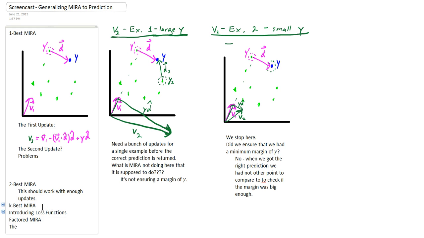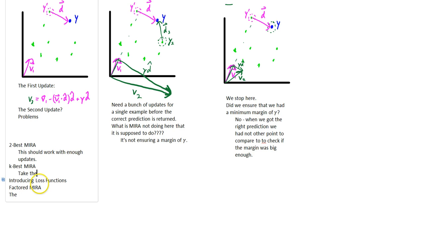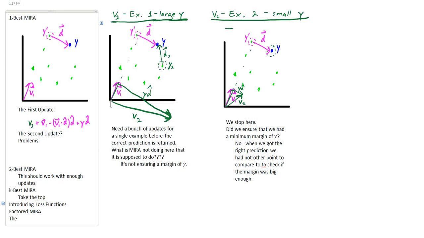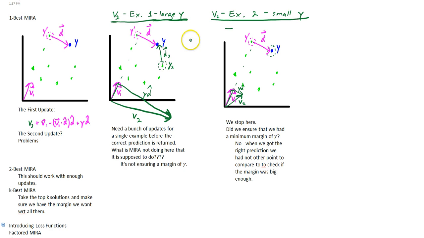We're going to do the best k MIRA. So k would probably be a number bigger than 2. And so in this case, since we're only in 2 dimensions, basically we'd need the best 3 MIRA, so that we get this point, and then we can make sure that the correct solution is separated from both of these points by a sufficient margin. So basically we take the top k solutions and make sure we have the margin we want with respect to all of them. Now, when we predicted this and we wanted that one, well, we just made an update in this direction.